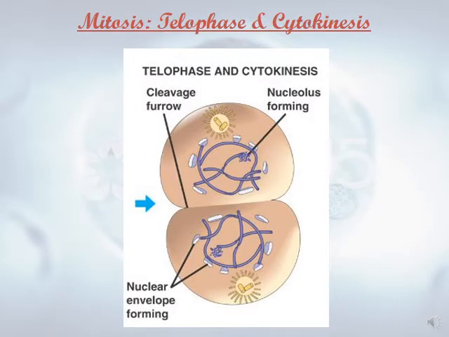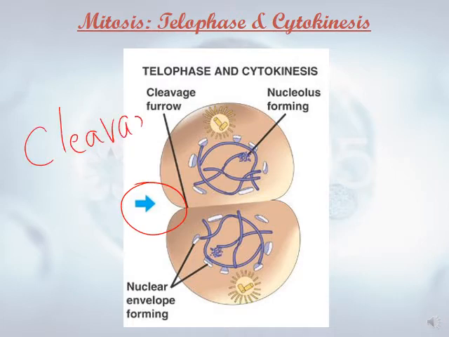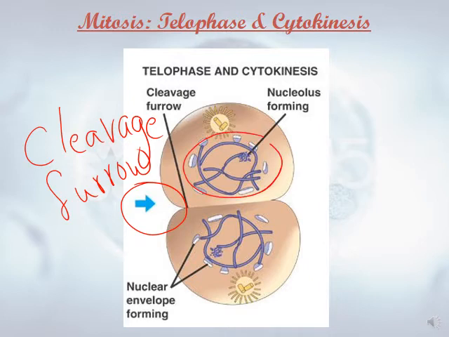Last phase: prophase, metaphase, anaphase, and now we have telophase and cytokinesis. In telophase, we have an important key here: the cleavage furrow. This is the cleavage furrow, where the cell will divide into two cells. The chromosomes form two identical groups at opposite ends of the cell. These chromosomes will decondense back to the chromatin form.